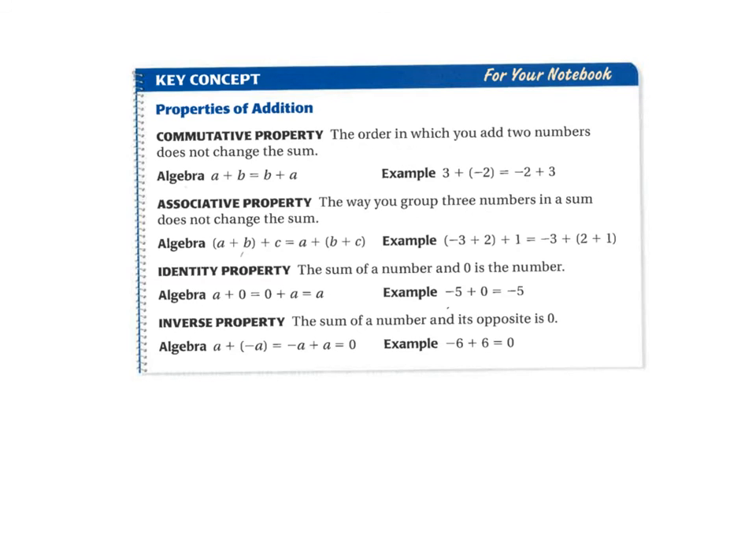The inverse property of addition says that when we add a number with its opposite, it will always get 0, right? A plus negative A equals negative A plus A, which equals 0. And we can do that with any number. Negative 17 plus 17 equals 0. 2 1/3 plus negative 2 1/3 will give us 0.